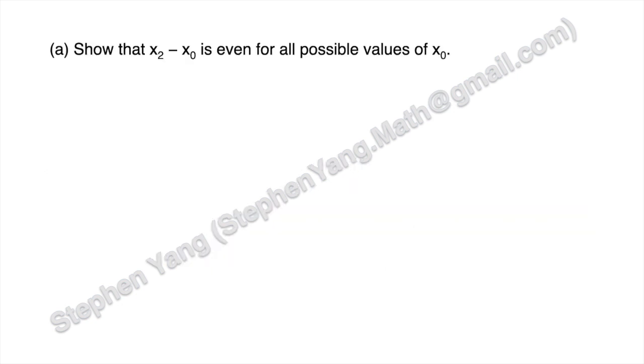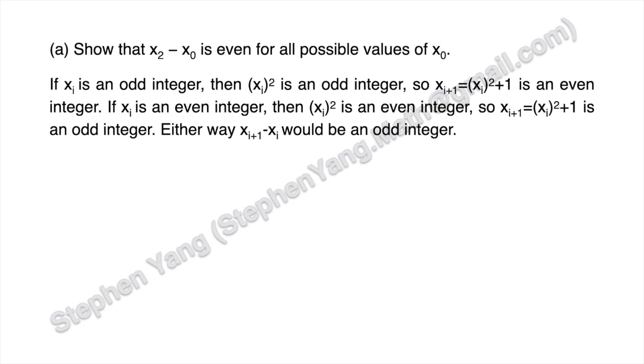Let's get into part A now. So if x_i is an odd integer, then x_i squared would be an odd integer. So x_{i+1}, which equals x_i squared plus 1, would be an even integer. And if x_i is an even integer, then x_i squared would be an even integer. So x_{i+1} equals x_i squared plus 1 would be an odd integer. So either way, x_{i+1} minus x_i would be an odd integer.